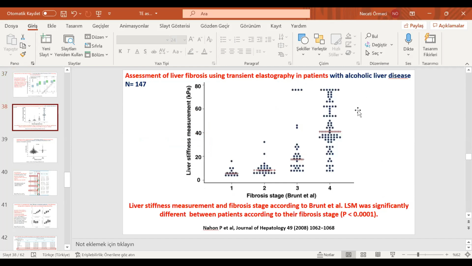Here is again alcoholic liver disease and transient elastography, liver stiffness measurement, and fibrosis stage. According to Brandt et al., liver stiffness was significantly different between the patients according to the fibrosis stage.